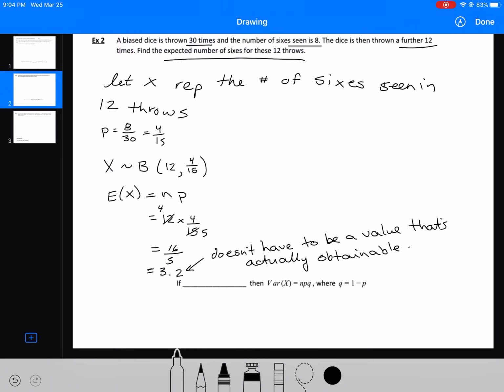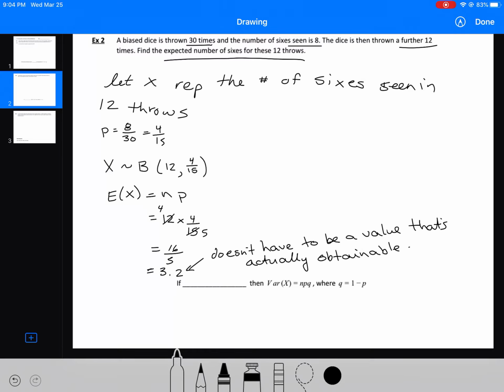The next thing that we're going to look at is the variance for a binomial distribution. So if x is represented by a binomial distribution characterized by n and p, then the variance of x is n times p times q, where q is 1 minus p. Same characteristics that we had before. So let's take a look at this one in our example.